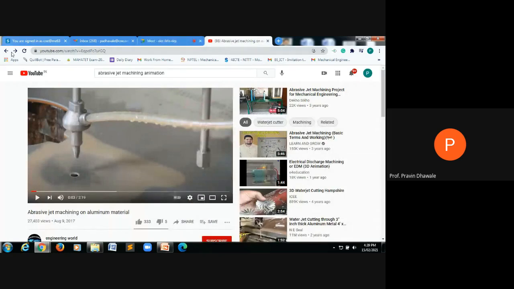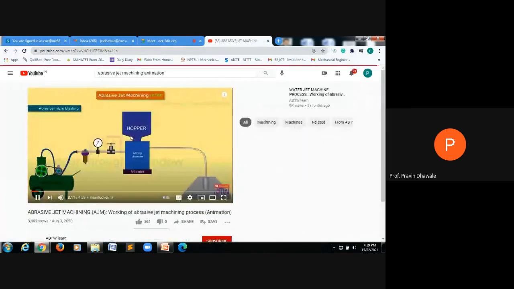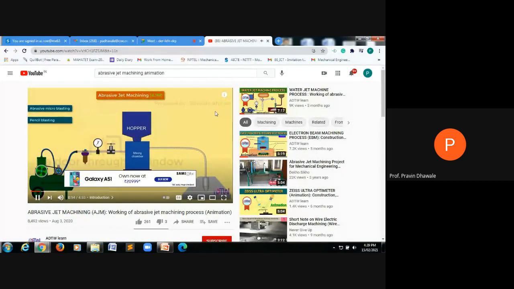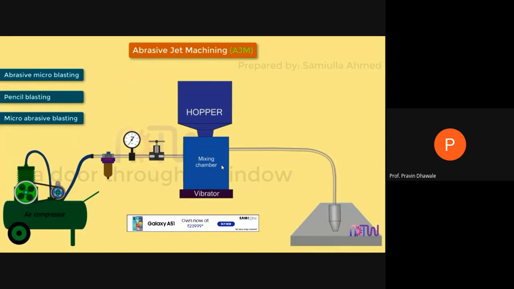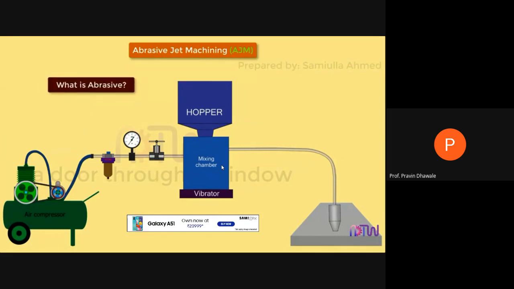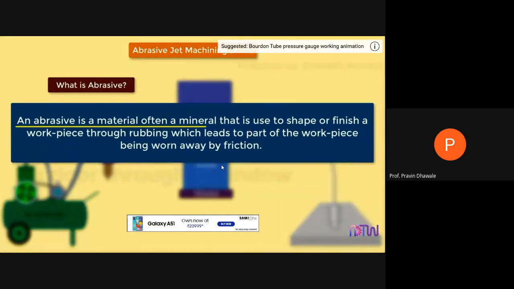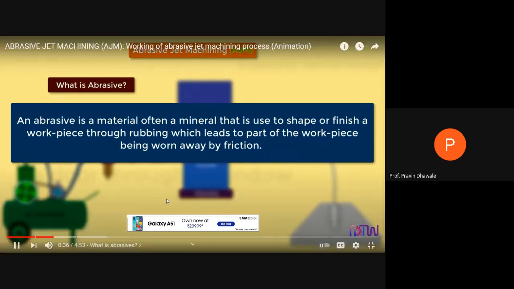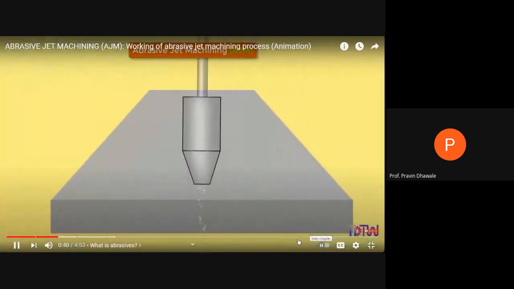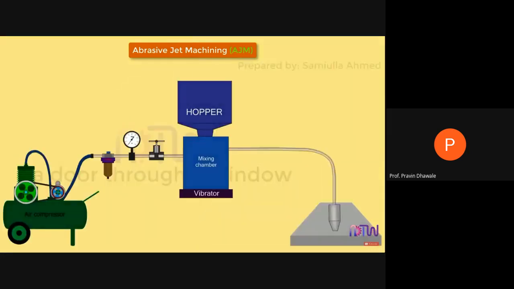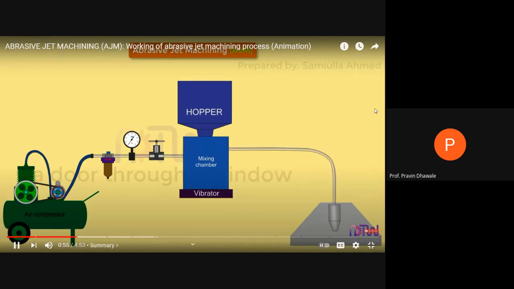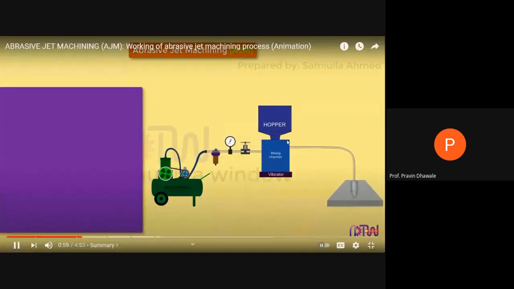There will be certain processes. You are considering abrasive jet machining. It is a type of mechanical energy, an abrasive process. Abrasive material is used to shape or finish a workpiece by part of the workpiece being worn away by friction. The process makes use of an abrasive jet, a high velocity jet of abrasive particles, for surface finishing of hard metallic workpieces. It is similar to the water jet machining process. To understand the abrasive machining process, watch this video to the end. This video will cover the following about the abrasive jet machining process.